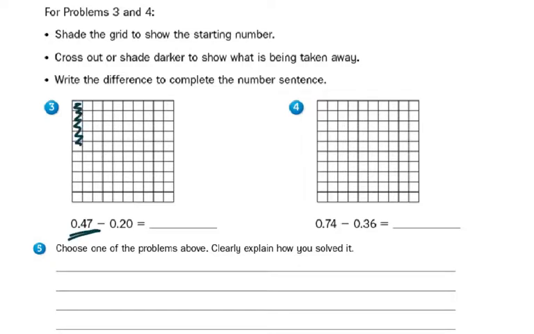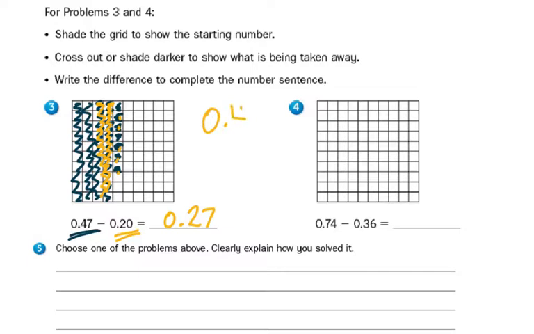So 10, 20, 30, 40, 41, 42, 43, 44, 45, 46, 47. Now with yellow, I'm going to take away 20 hundredths. Take this away and take that away. What am I left with? 20, 21, 22, 23, 24, 25, 26, 27 hundredths.